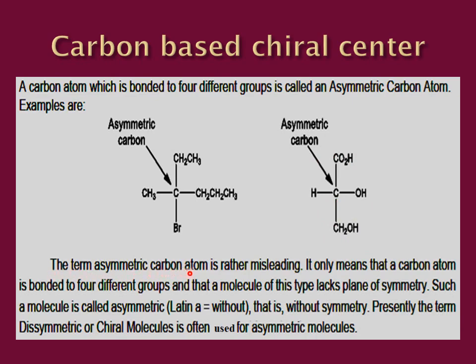It only means a carbon atom that is bonded to 4 different groups and that molecule lacks a plane of symmetry. Such a molecule is called asymmetric, or simply it means without a symmetry. Presently, the terms dissymmetric or chiral molecule are often used for asymmetric molecules.